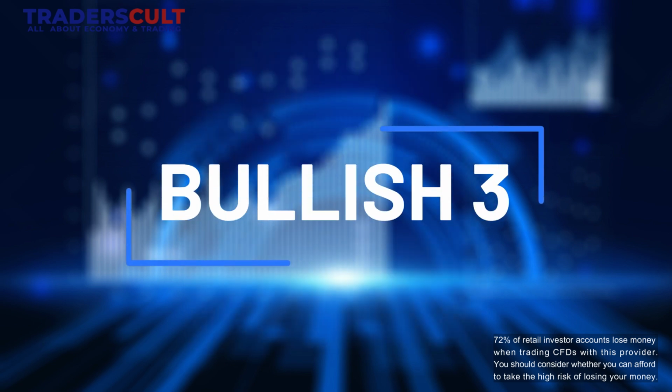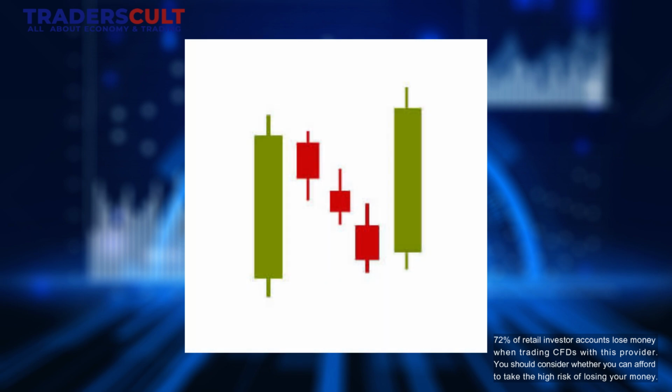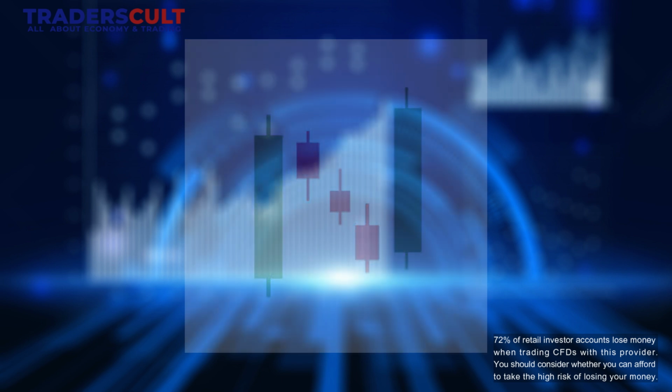Bullish 3. Bullish 3 is a bullish continuation pattern consisting of a lengthy bullish candle followed by three bearish candles and another bullish one. Generally, the three smaller candles fall within the price range of the bullish candle.